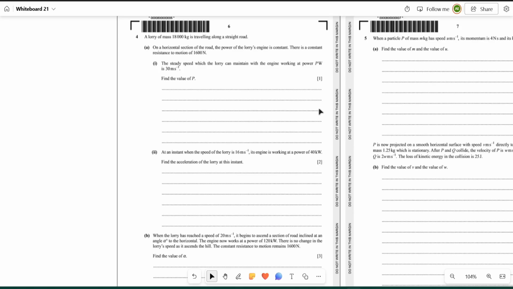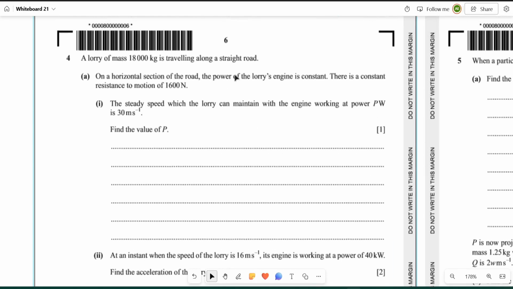Okay, let's continue to solve question 4. This question says that we have a lorry of mass 18,000 kilograms traveling along a straight road.